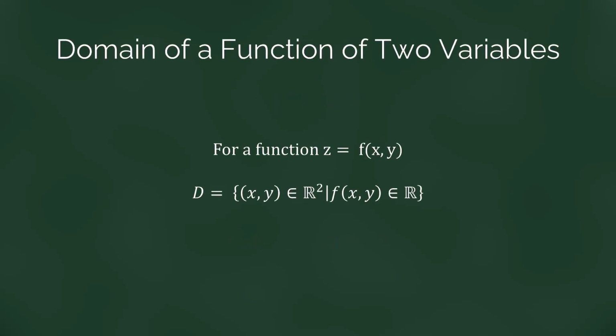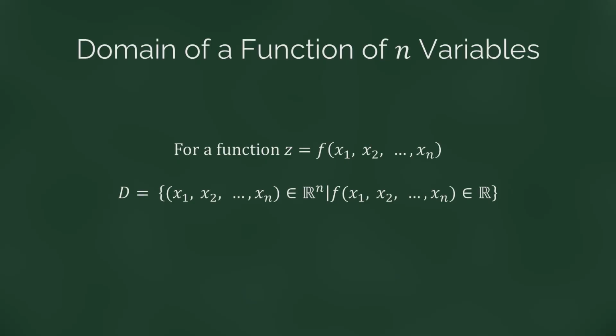Just like functions of one variable, we have to concern ourselves with the idea of the domain of a function that has more than one variable. For a function of two variables, we're going to define the domain to be the set of all points (x, y) belonging to R squared, the familiar Cartesian plane, where f of (x, y) is a real number. While much harder to visualize, the domain of a function of n variables is going to be the set of all points in R^n that produce a real number when plugged into the function.